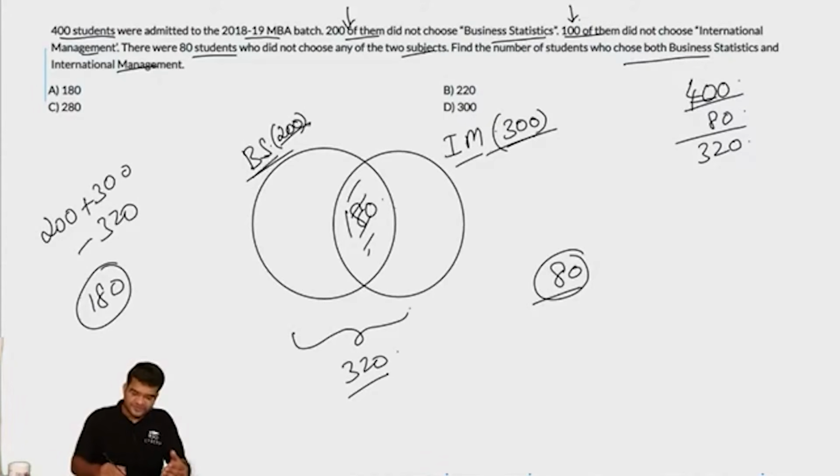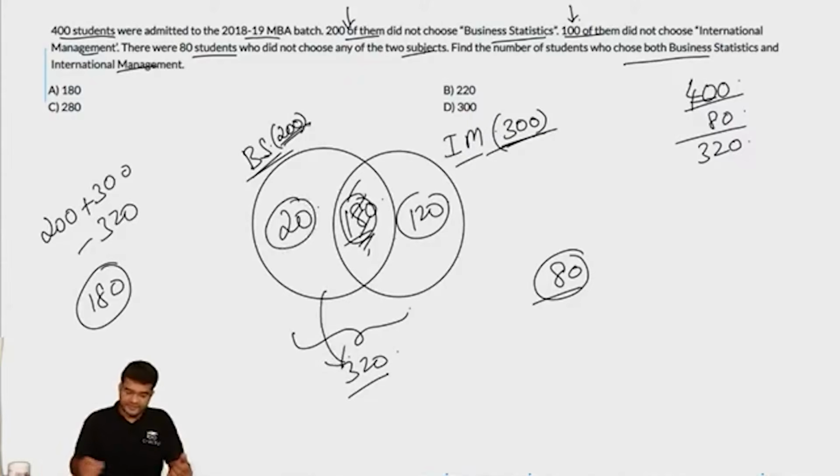The number of students who have chosen only business statistics will be 200 minus 180, which is equal to 20. The number of students who chose only international management will be 300 minus 180, which is equal to 120. Again, if you do the total, it will be 180 plus 120, that is 300, plus 20, which is exactly equal to the number that we are looking for. Anyway, the answer in this case is the number of students who chose both business statistics and international management. That will be equal to 180, which is option A.